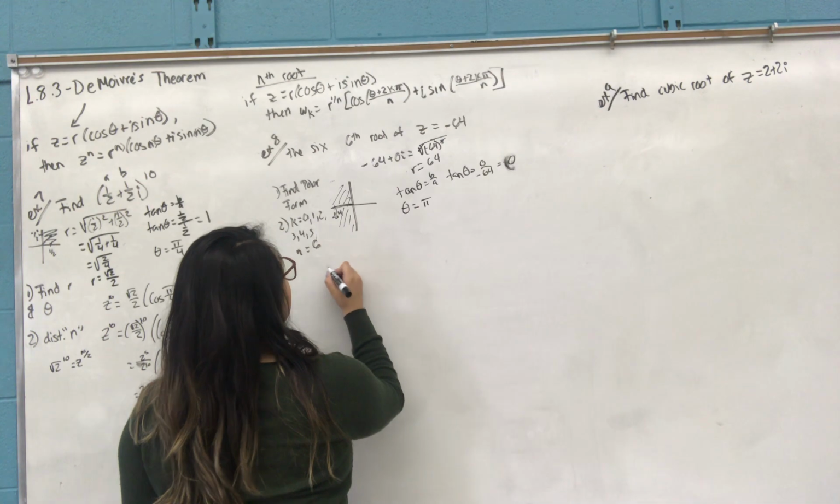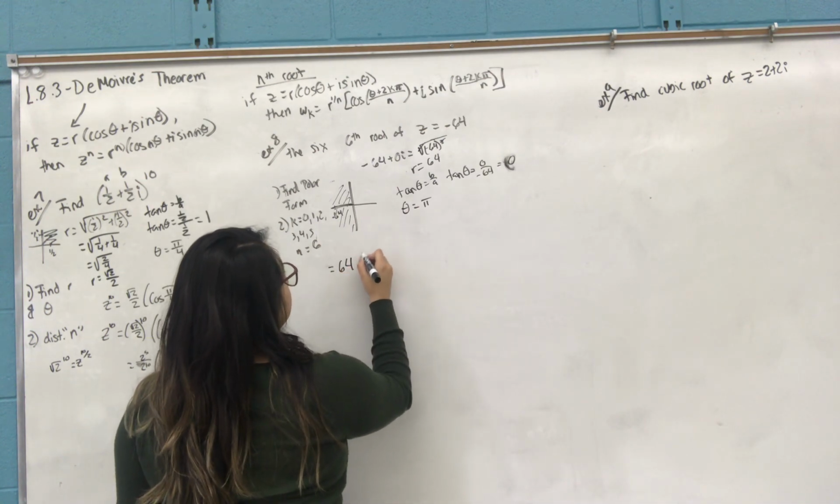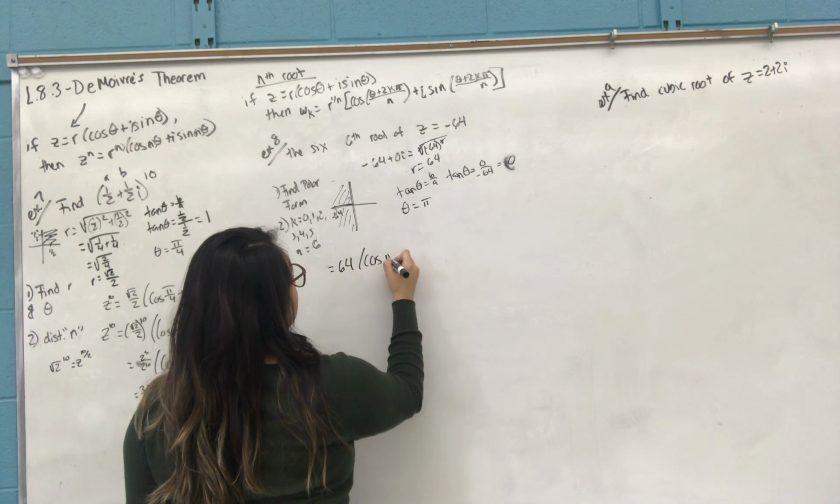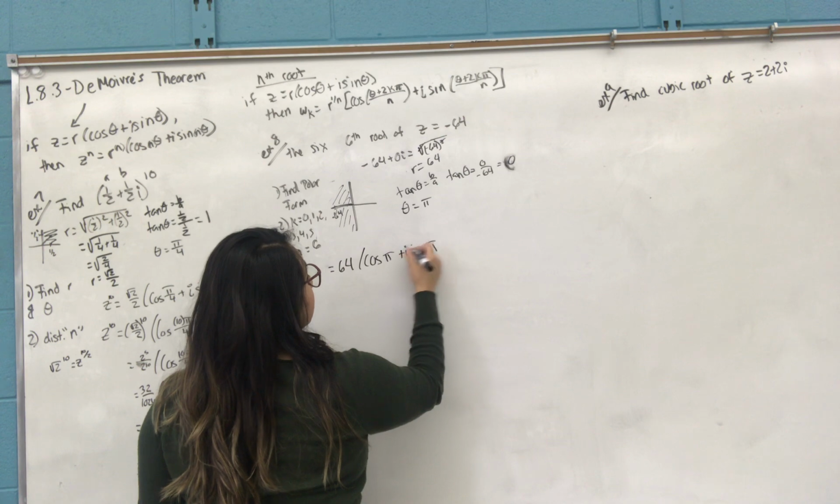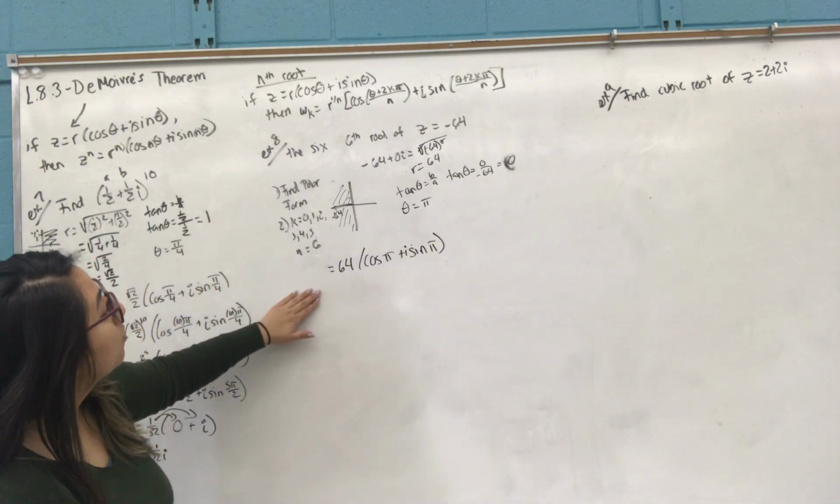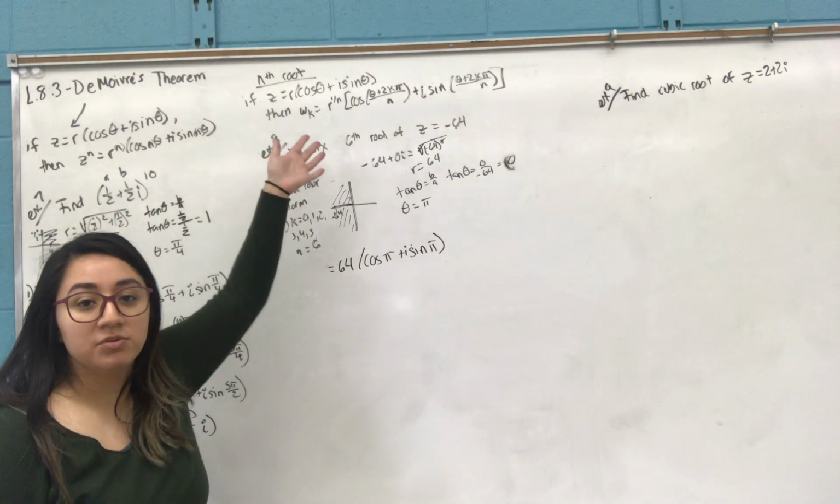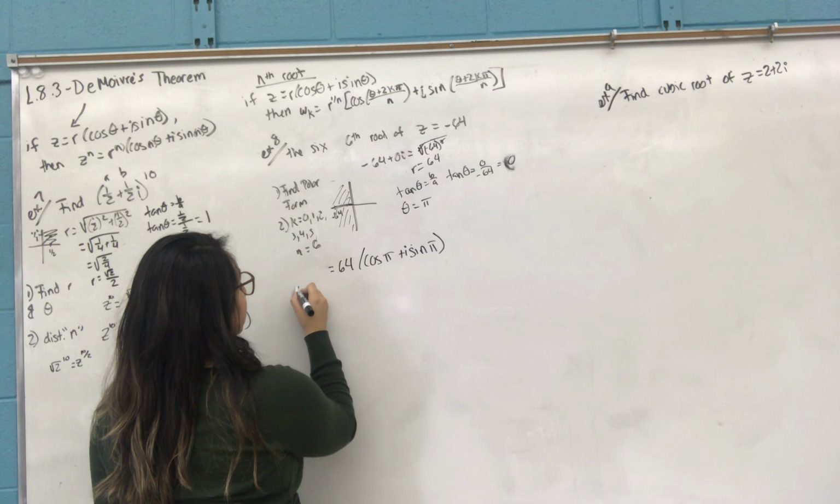So now my polar form is r, which is 64, and that is the cosine of π radians plus the i sine of π radians. Don't forget the i. And that is my polar form. From this point here, we go ahead and take the nth root. What that means, we're applying the root. And according to this, I'm going to go ahead and put it here.